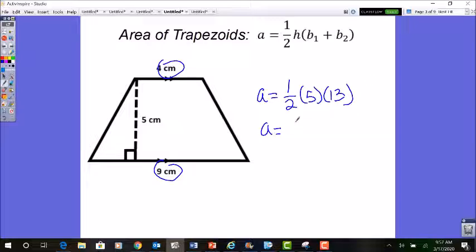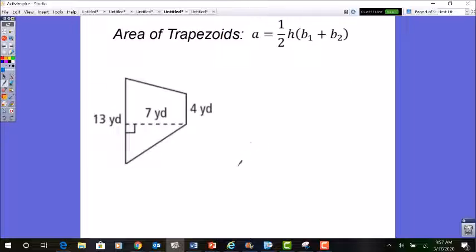We have 32.5 centimeters squared. And again, if you want to use 0.5 instead of 1/2, that's fine, if that's easier for you to type into the calculator. All right, here's our next one.